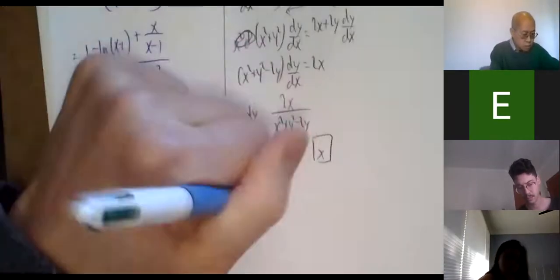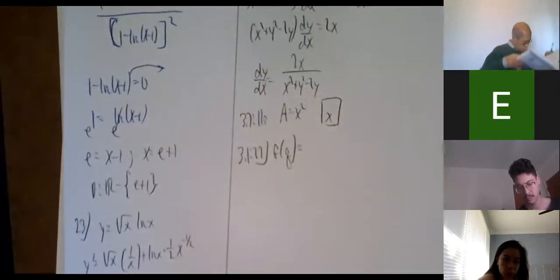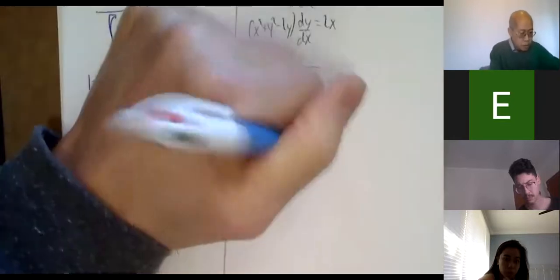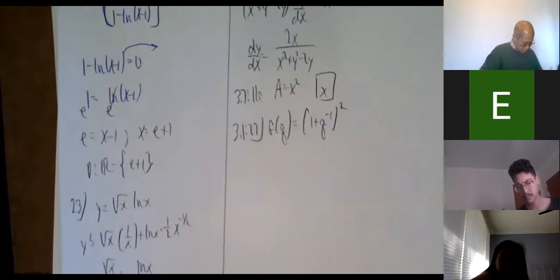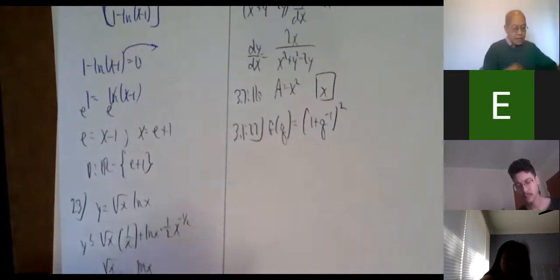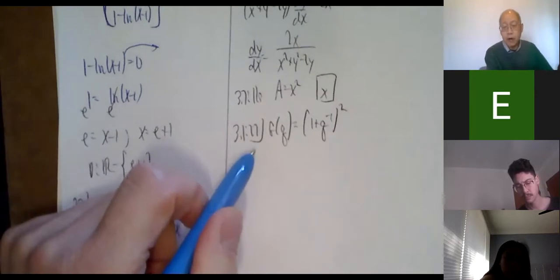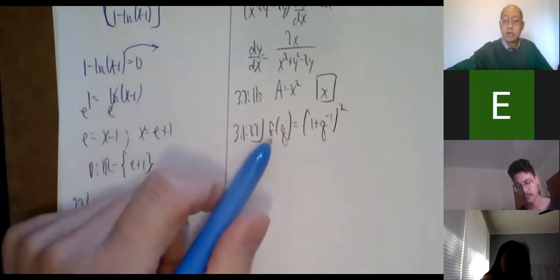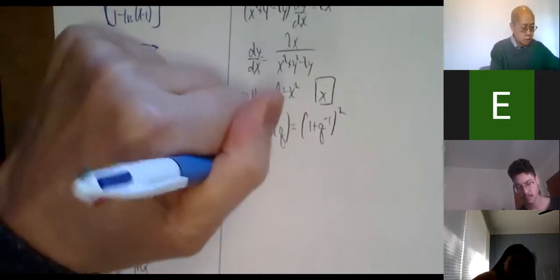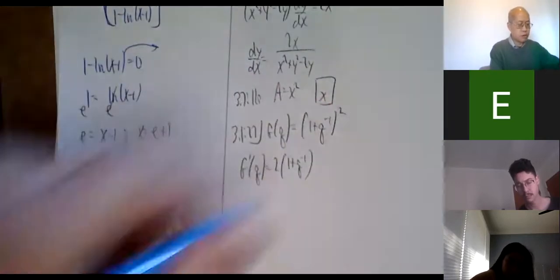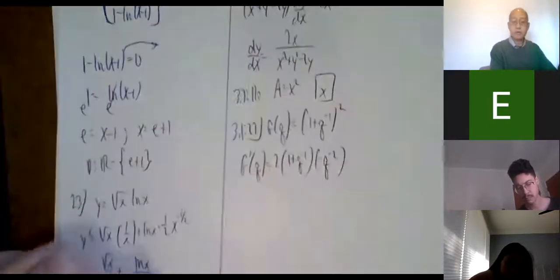g of q. One plus q to the negative 1, squared. Okay, and yes, even though this is section 1, now that we know everything, you're allowed to do this by the chain rule, which originally you weren't supposed to, but now that we know the chain rule, we'll just do it. So g prime of q is 2 times 1 plus q to the negative 1 to the first power times the derivative of q to the negative 1, which is negative q to the negative 2.